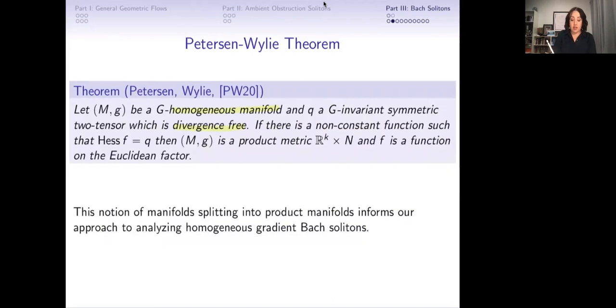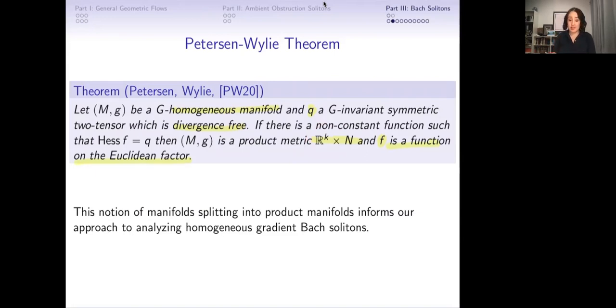So if Q is divergence free, then we know that all of our solitons are going to be product metrics on some manifold of the form R^k cross N, and our potential function f is going to be a function on only the Euclidean term. Now, this turns out to be pretty important when we're splitting up manifolds.